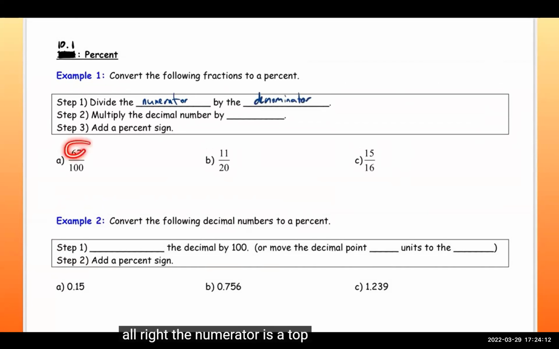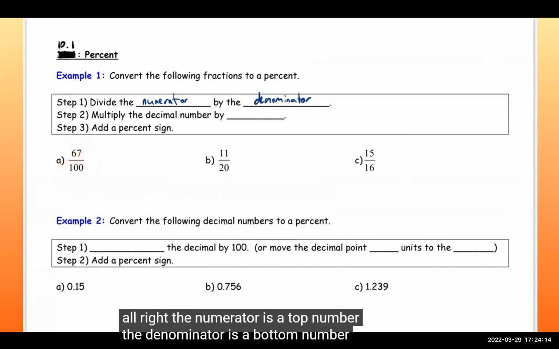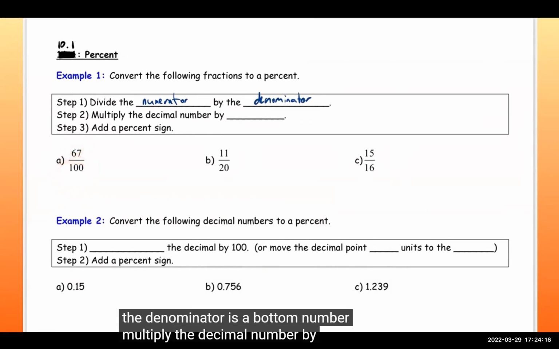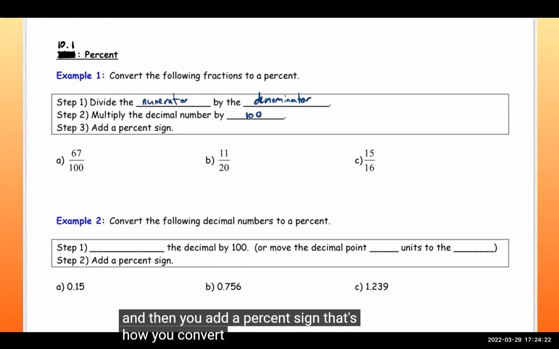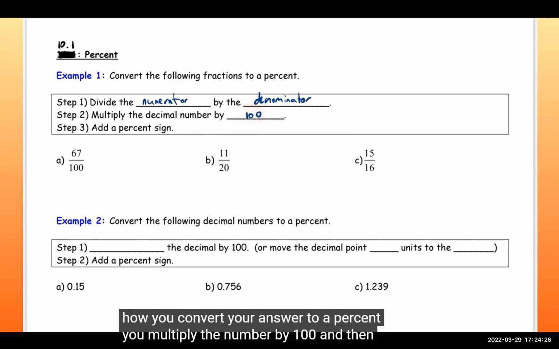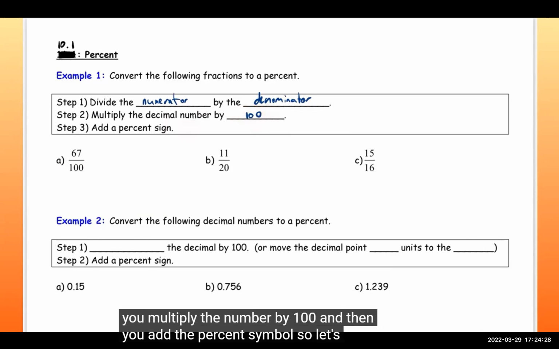All right, the numerator is the top number, the denominator is the bottom number. Multiply the decimal number by 100. And then you add a percent sign. That's how you convert your answer to a percent. You multiply the number by 100, and then you add the percent symbol. So let's try this out.